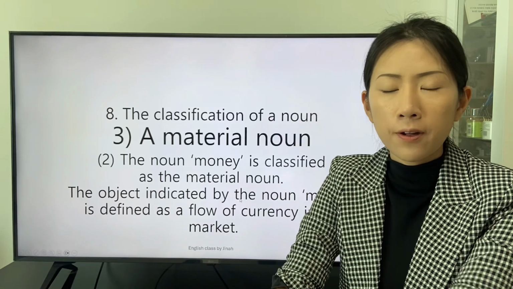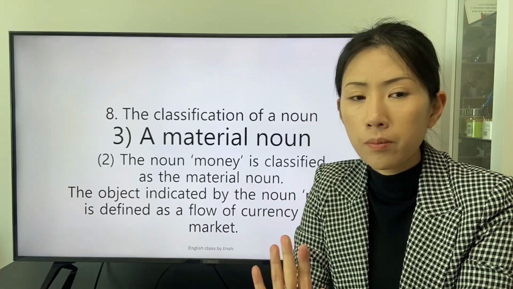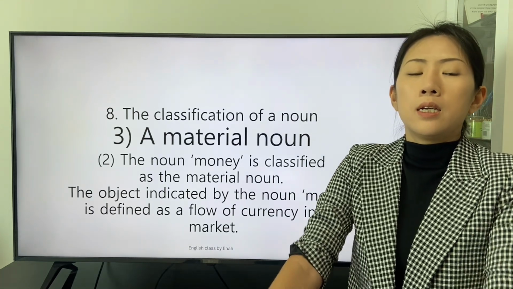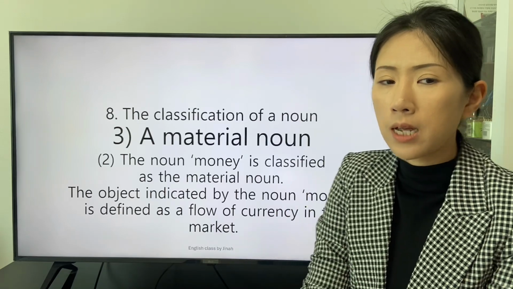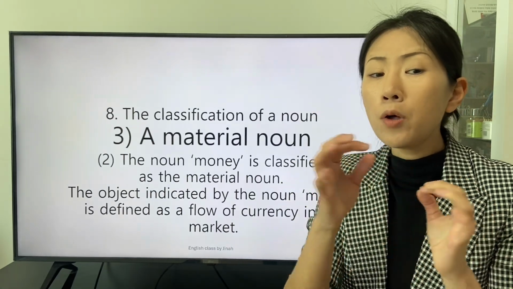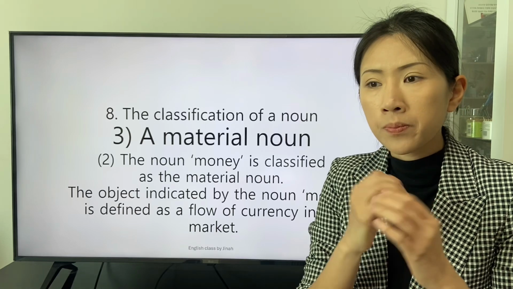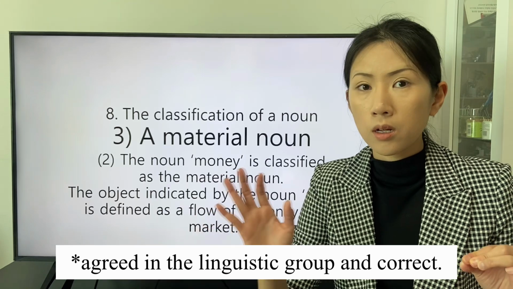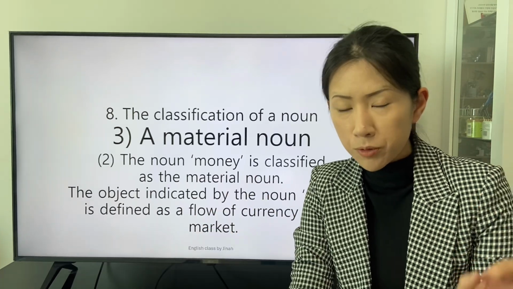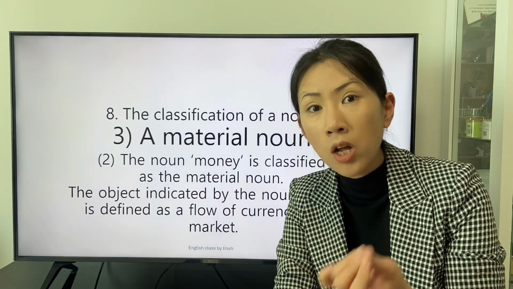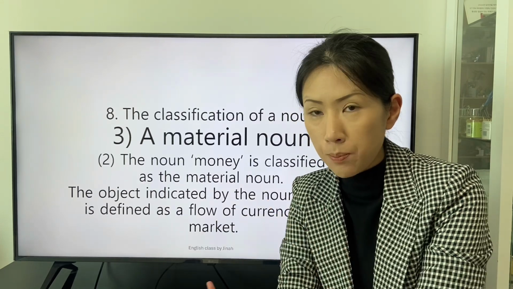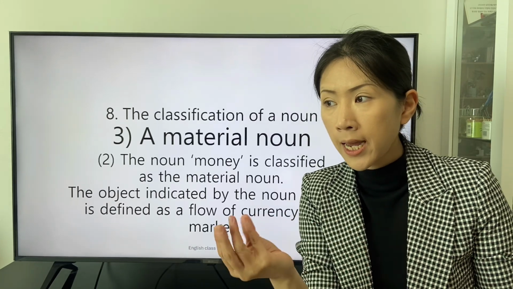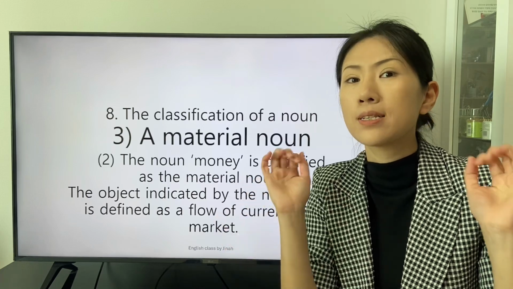The second example of the material noun is money. The noun money is classified as the material noun. The object indicated by the noun money is defined as a flow of currency in the market. The object indicated by the noun money is metaphysical because the flow of currency cannot be perceived with senses.